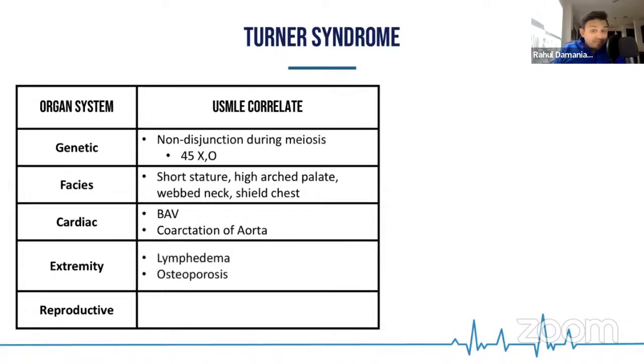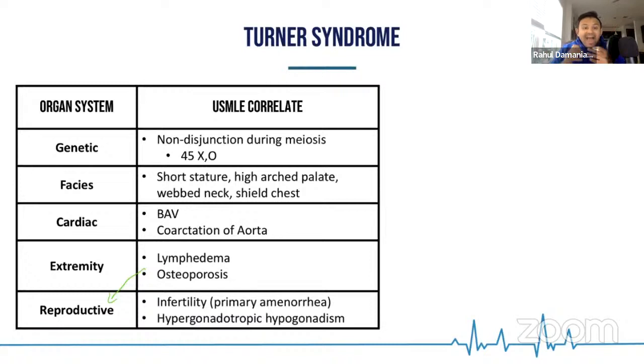Now, these patients may have inherently weak bones, or it's because of the reproductive time. That's why they have the osteoporosis. And remember that these patients have those streak ovaries. So they're going to have hypergonadotropic hypogonadism. Their gonads don't work.